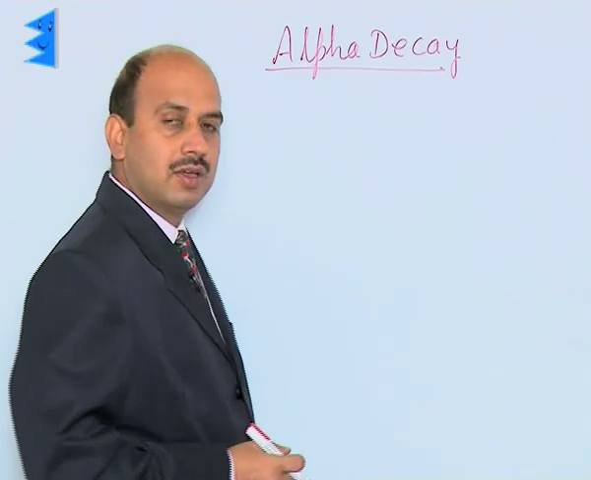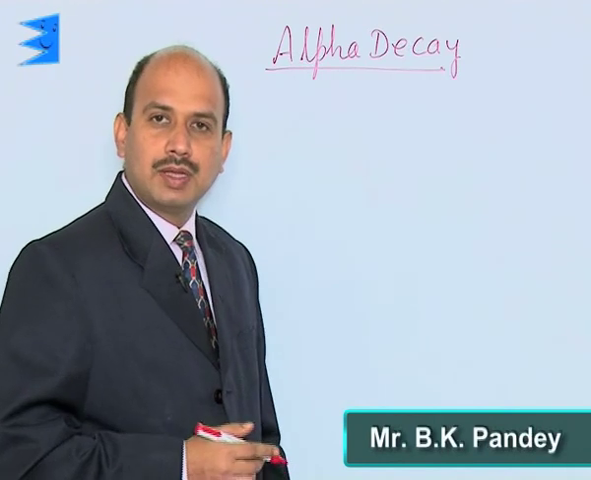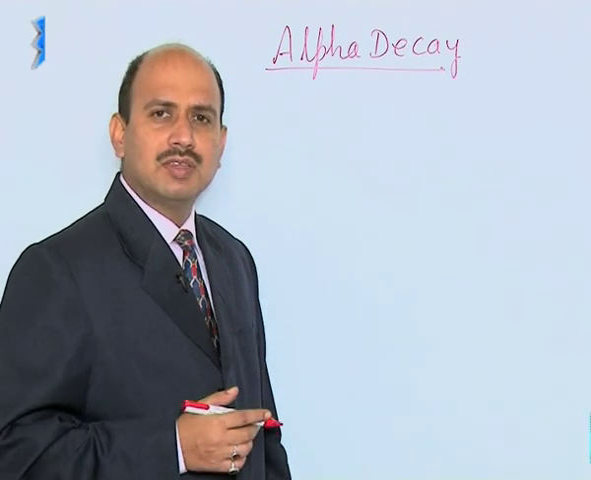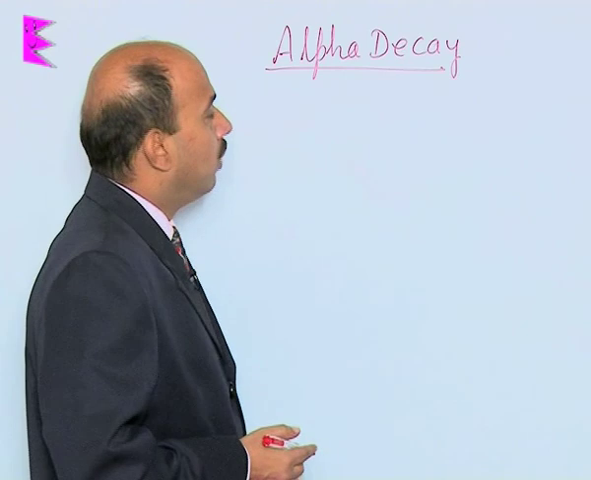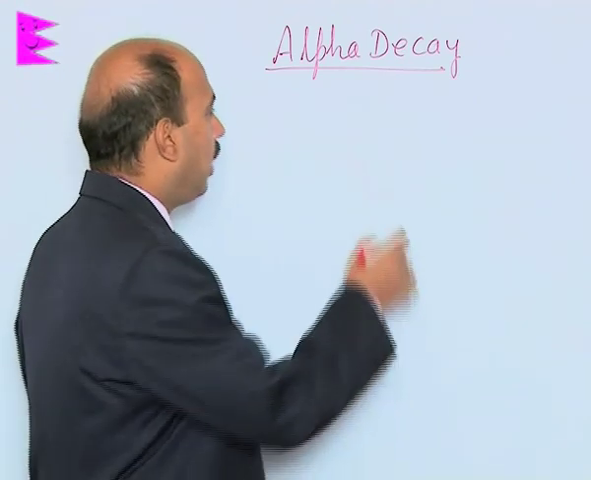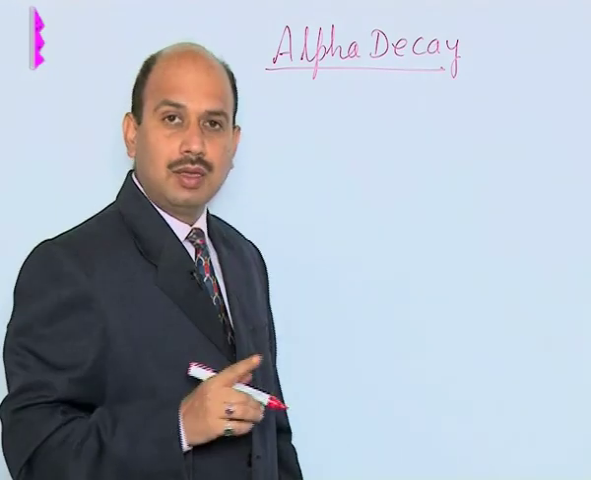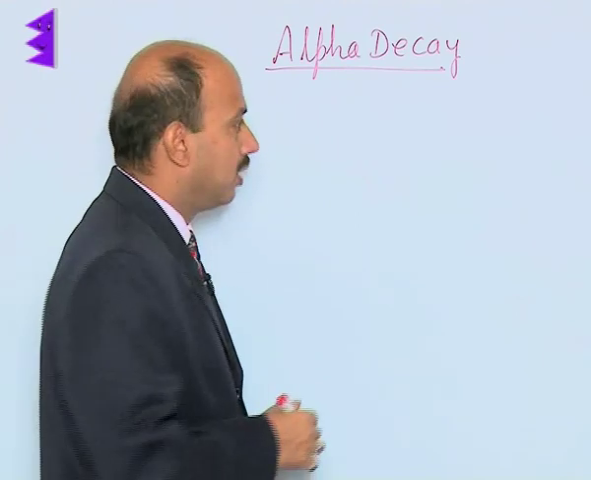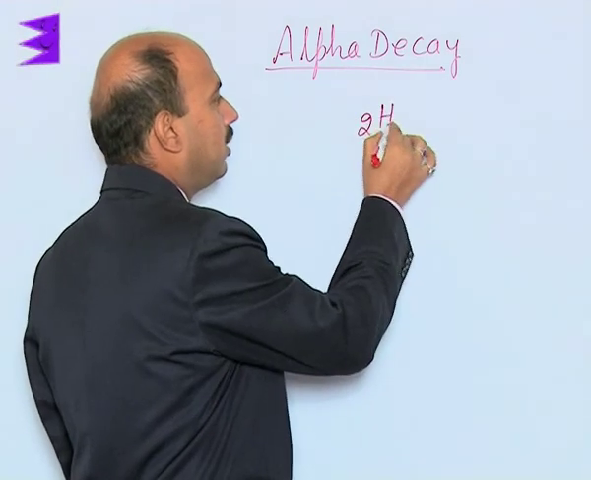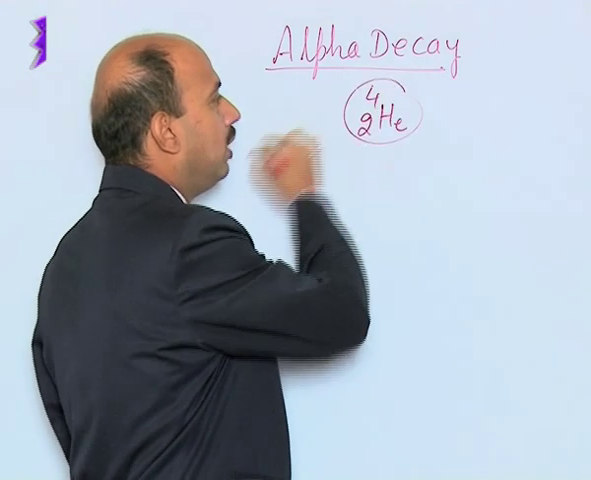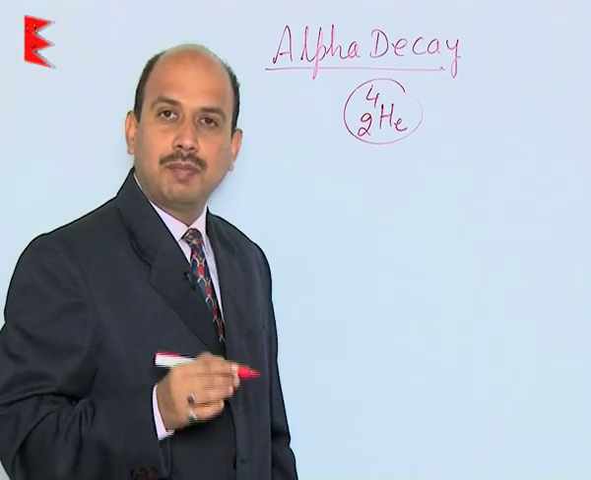Now see here, alpha decay. Already we have discussed alpha, beta and gamma decay, but now we will be discussing it in detail. So in alpha decay, first thing is the alpha particle is assumed to be the nucleus of helium, that is 2He4. So the nucleus of helium is taken as the alpha particle.